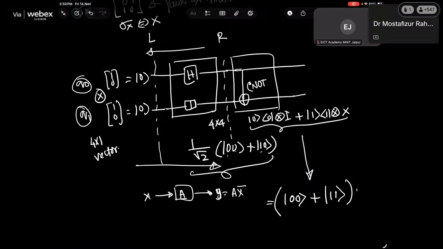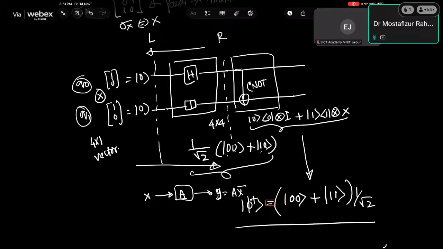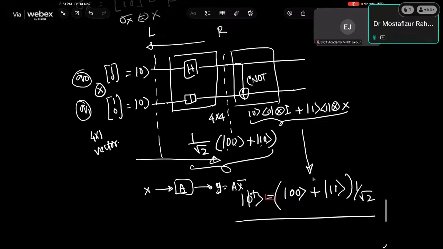This is particularly, if you normalize these things, this is called the Bell state. Okay. And maybe sometime later we can have a Qiskit program to visualize this thing.